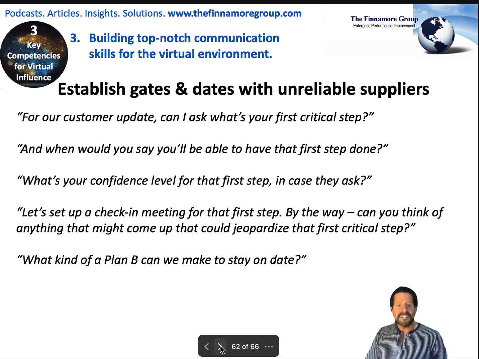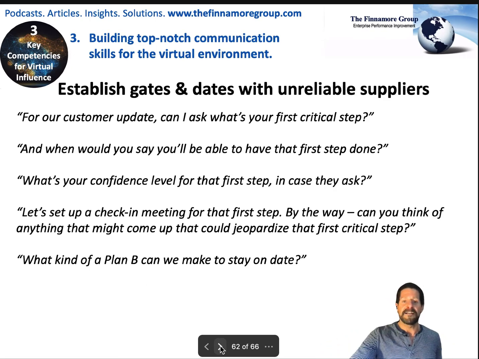Then you might say, for our customer update, can I ask what's your first critical step? And maybe they'll say, what do you mean? You say, that step where things can take a turn, where things can go bad or things can go good. What's the first critical step? And if I could know that, then I can inform our customer and keep them up to date. And so they say, here's the first critical step. And you say, and when would you say we'd be able to have that first step done? Great. And what's your confidence level for that first step in case our colleague asks? Great. Well, why don't we set up a check-in for that first step? And by the way, can you think of anything that might jeopardize that first step? And if so, what kind of plan B can we make to stay on date?